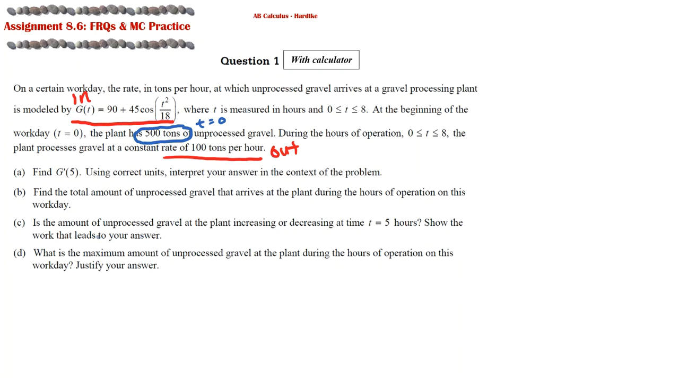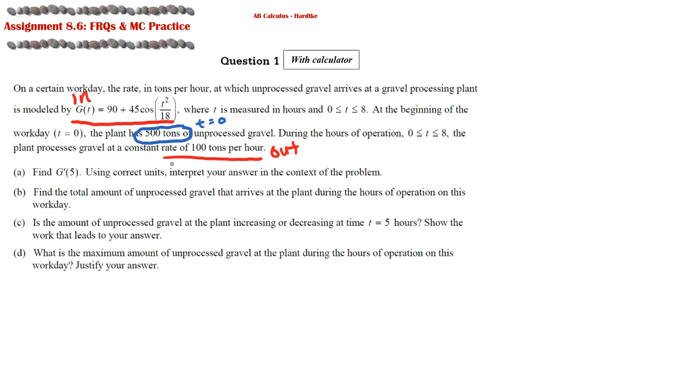And in part C, the amount of unprocessed gravel, is it increasing or decreasing? So I'm going to have to check whether a derivative is positive or negative. And in part D, a maximum amount of unprocessed gravel. So we're going to have to find the critical numbers, and then check using our closed interval test, the value at the endpoints and at the critical number. So I know I'm going to use g and I'm going to use g prime.